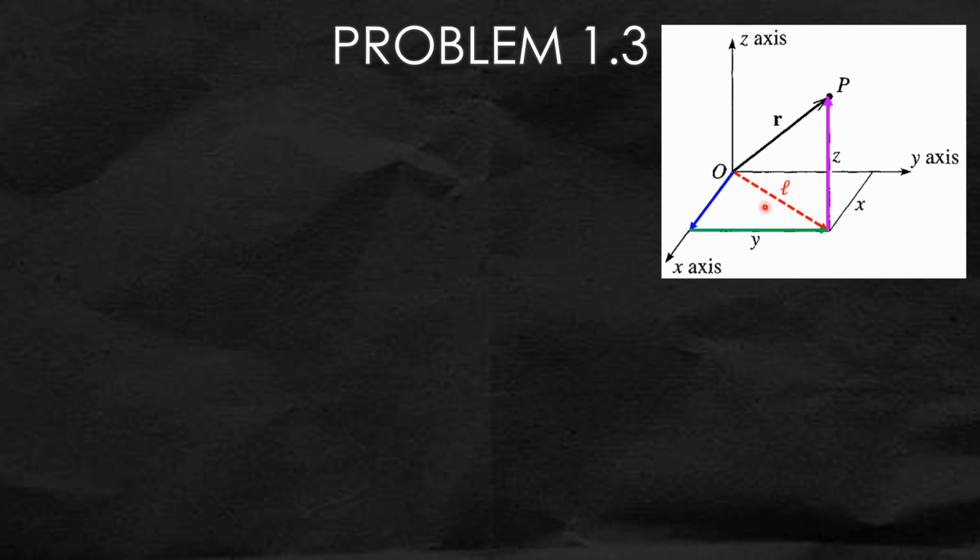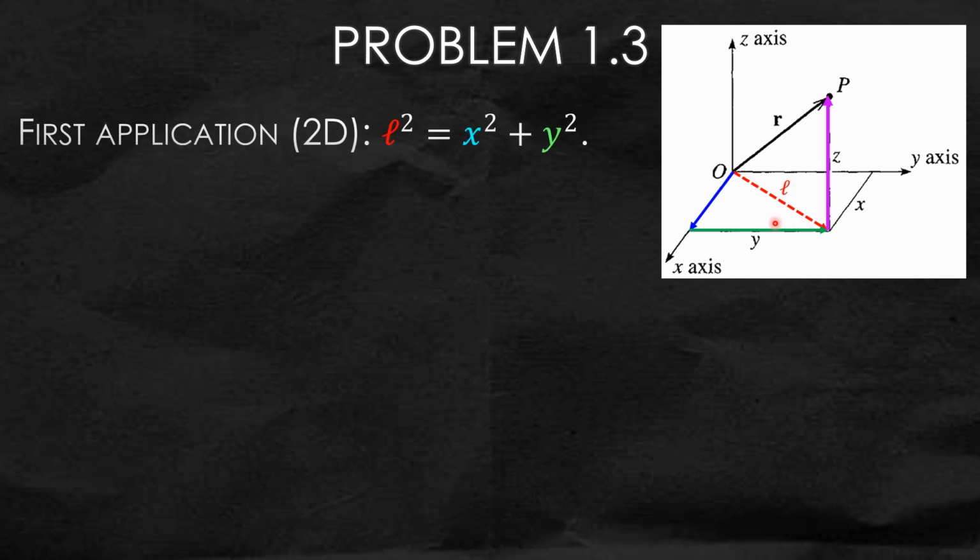First, let's consider the xy plane, where we see a triangle made from blue, green, and red. Okay, by applying the Pythagorean theorem here, we get L squared equals x squared plus y squared. But we're in 3D, so we're not done yet. And this is the second application of the theorem.